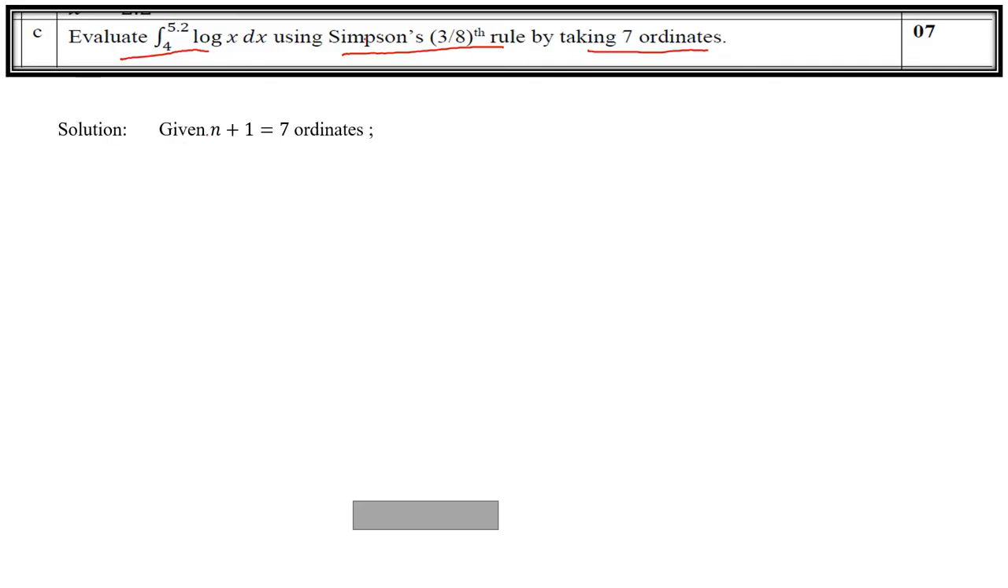Given n plus 1 ordinates, n plus 1 equal to 7 ordinates, that becomes n equal to what? 6 equal parts. You should divide the interval 4 to 5.2 into 6 intervals. So I need to find out the step size. Each step size is given by upper limit minus lower limit divided by n. 5.2 minus 4 divided by 6 will be 0.2. That will be the step size.